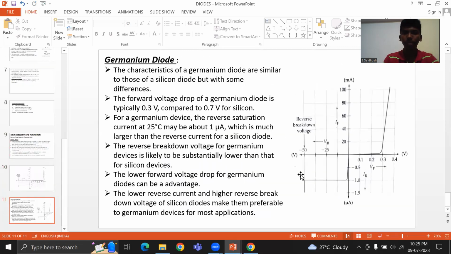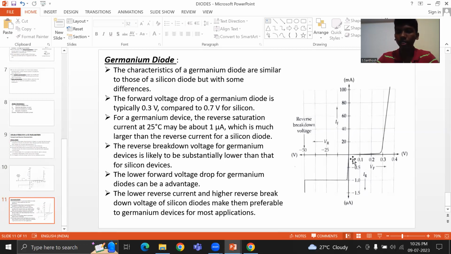Let's go for the germanium diode now. Germanium diode is also just like the silicon diode, but the only difference over here is that the forward voltage for the germanium diode is 0.3 volts. That is, until 0.3 volts, you'll have the current increasing very little. Once it reaches the 0.3 volt point, the current will start increasing linearly, just like the silicon diode.